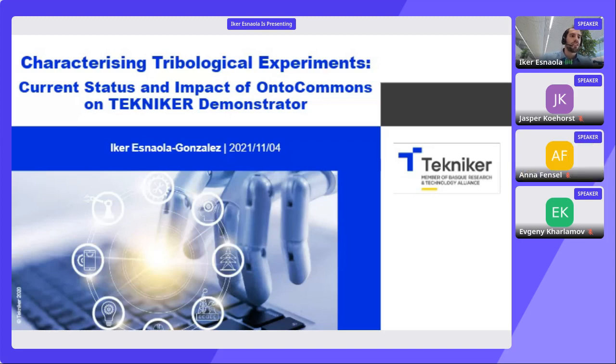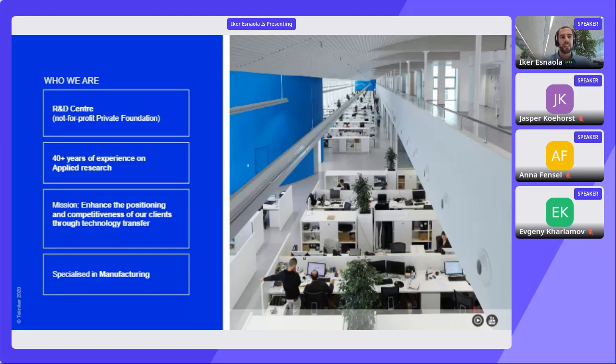So, as you said, this demonstrator is more focused on tribology science. First of all, I'm Iker Esnaola. I come from Tecnalia. I'm a researcher and also the coordinator of artificial intelligence here. We are a research and development center located in the north of Spain, in the Basque Country, and we have more than 40 years of experience in applied research. What we try to do is to improve the competitiveness of our clients through the transfer of technology. We are specialized in manufacturing because historically manufacturing has had a very strong presence in the Basque Country, but we are also experts in other domains like tribology.